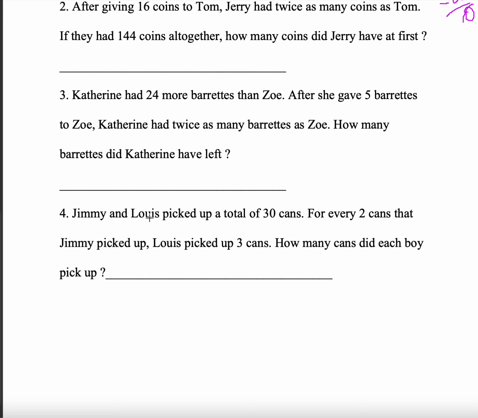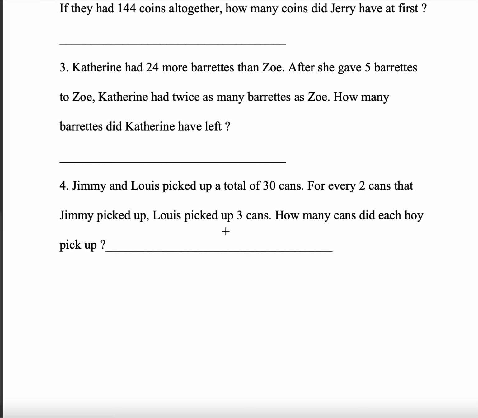Let's look at number 4. Jimmy and Lewis picked up a total of 30 cans. For every 2 cans that Jimmy picked up, Lewis picked up 3 cans. How many cans did each boy pick up? So we know that both of them picked up a total of 30. So we can divide that by the number of cans each of them picked up at a time. So 30 divided by 2.